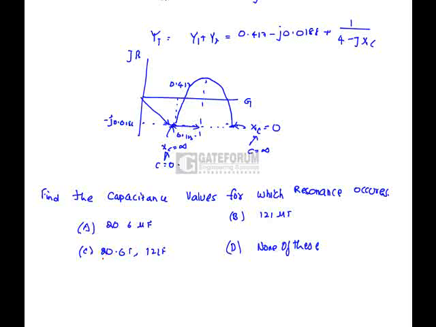Find the capacitance values for which resonance occurs. Here at the value of resonance, the admittance is going to be purely real, so the imaginary part is going to be 0. If we make the imaginary part equal to 0 in the above admittance equation Yt, we will get Xc square minus 11.36 Xc plus 16 equals 0.